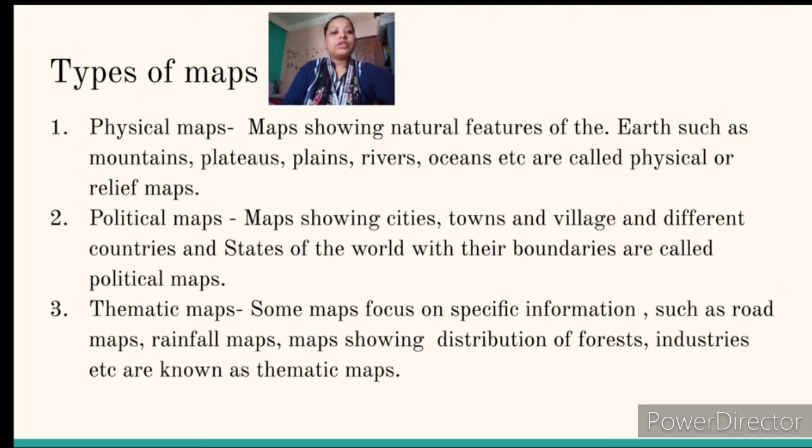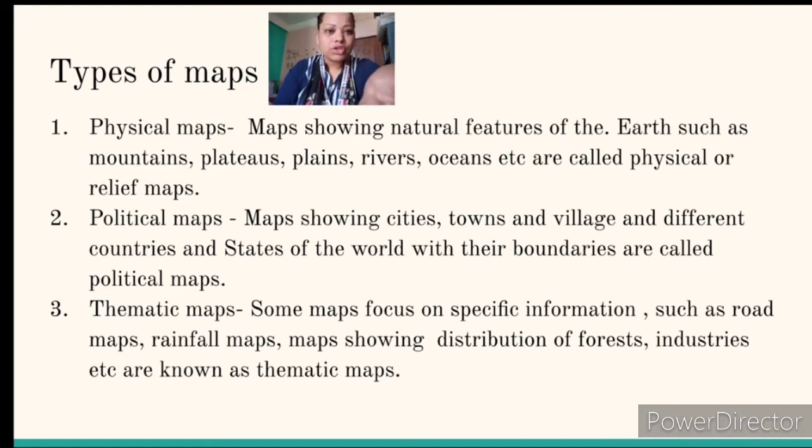Then we have the thematic map. Some maps focus on specific information such as road maps, rainfall maps, maps showing distribution of forests, industries, etc. These are known as thematic maps. So these are the three types of maps which are available and which will help us to locate rivers, plateaus, plains, densities, towns, and also rainfall, distribution of forests, industries, etc.